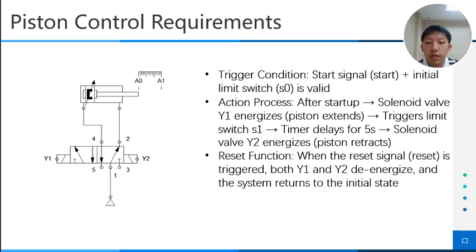Second, the action process after the system starts. The solenoid valve Y1 is energized and the piston extends. When the piston is fully extended, it triggers the limit switch S1. Then the timer starts a 5-second delay. After the delay, the solenoid valve Y2 is energized and the piston retracts.